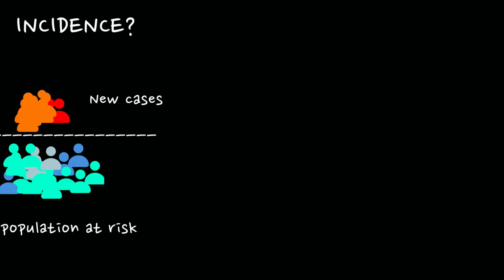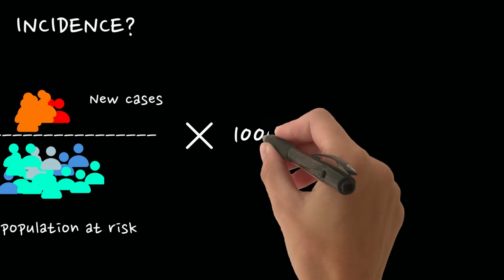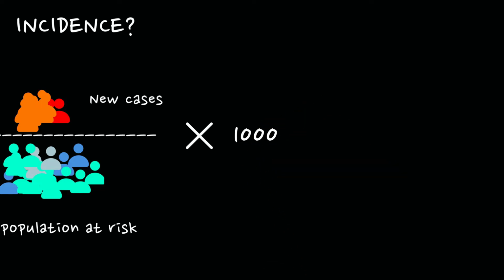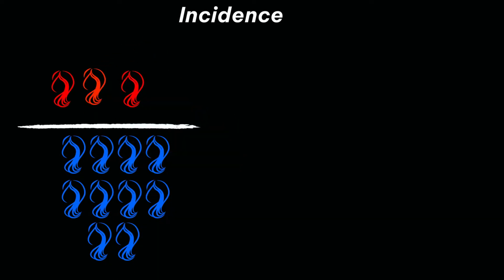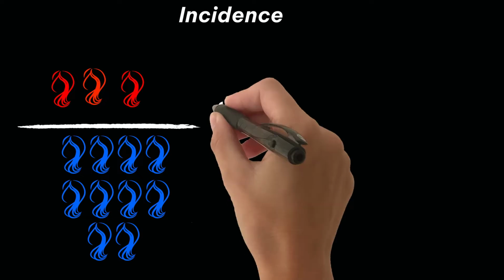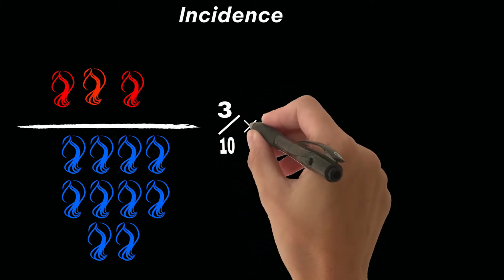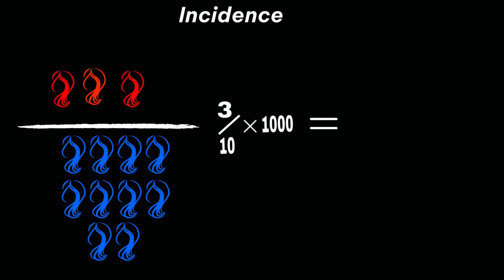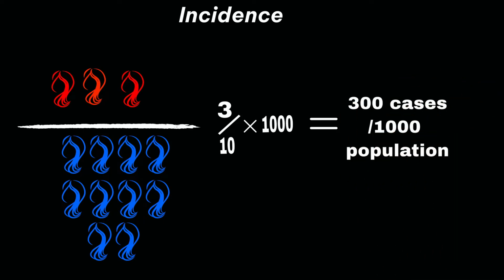It's up to you: if you want to calculate rate per thousand then multiply it by 1000, or 100 if you want it in a percentage. For example, in a group of 10 women who were free of disease, 3 develop uterine cancer in a year. So there will be 3 divided by 10 multiplied by 1000, which gives an incidence rate of 300 cases per 1000 population per year.